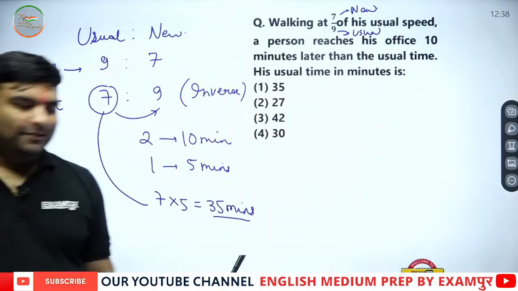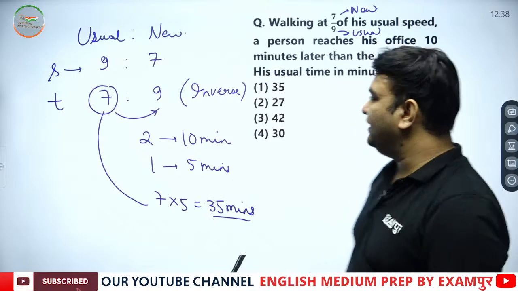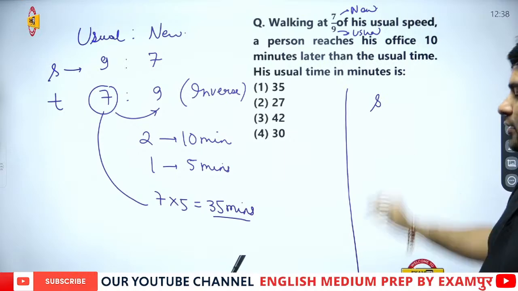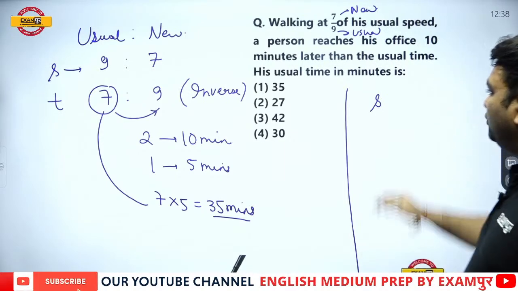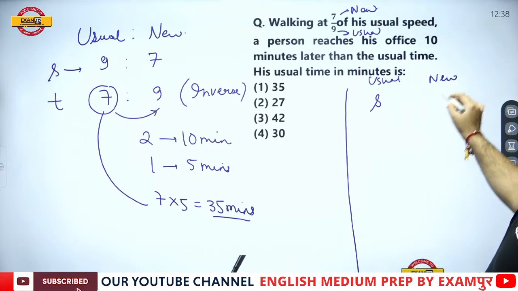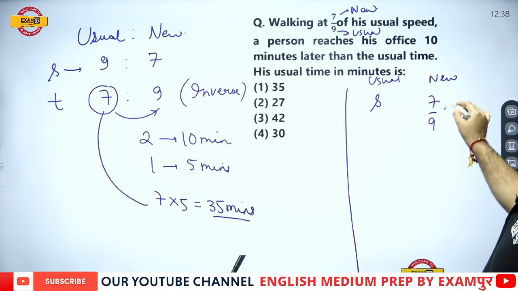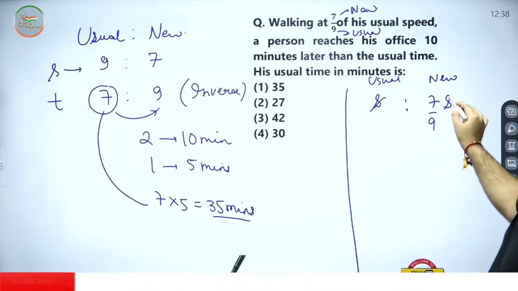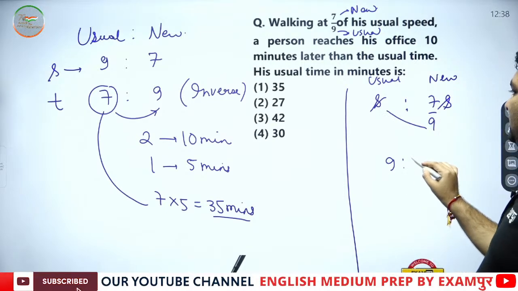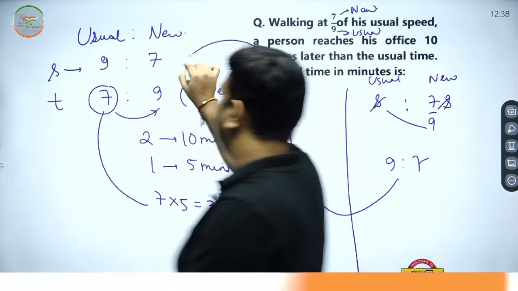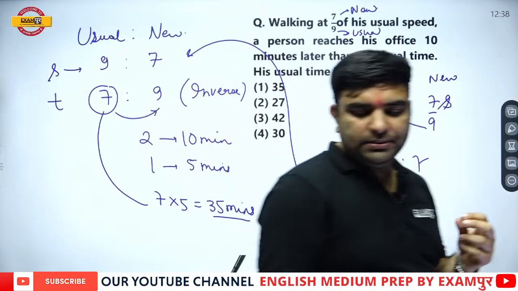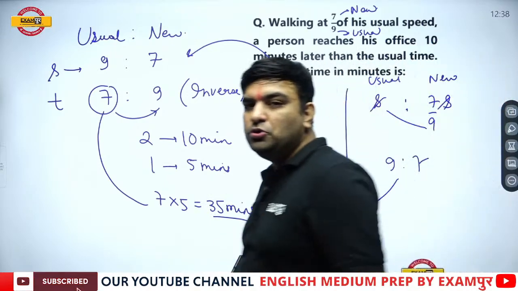Now I will explain why this happens. Let the usual speed be S. The new speed is 7 by 9 of S. When you write the ratio, it gets cancelled out and this moves there, giving 9 ratio 7. So we used to write it directly. Perfect.